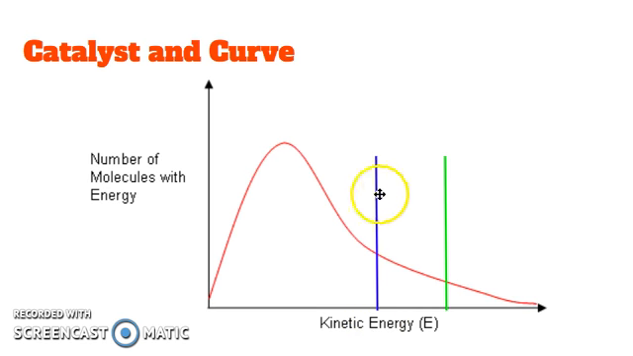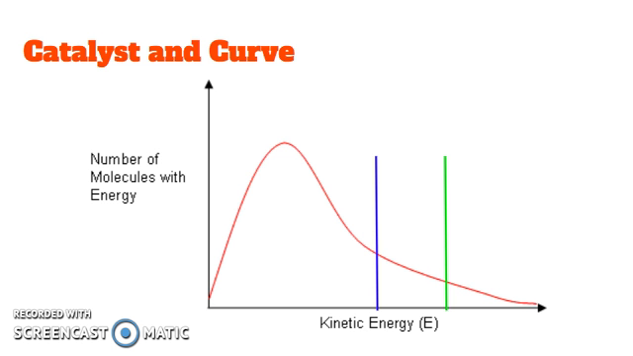So you must be able to draw this and explain that this blue line is because of a catalyst that decreases the kinetic energy required for a successful collision. So while before only these molecules could successfully collide, now all of these molecules can successfully collide. So that's basically the idea for kinetics.